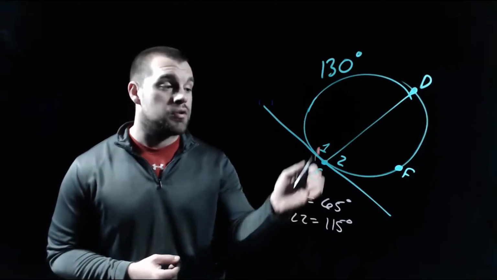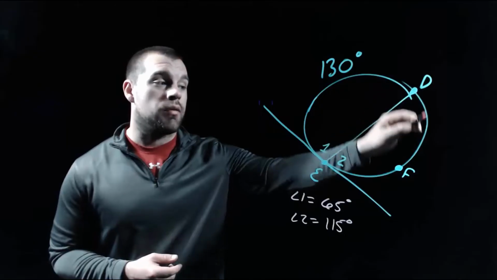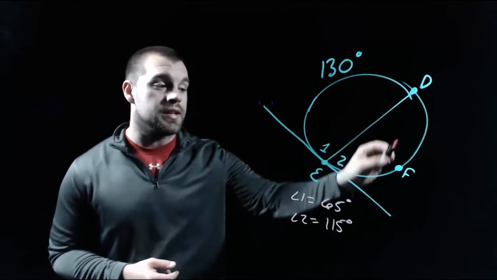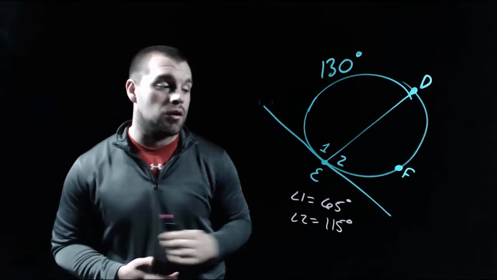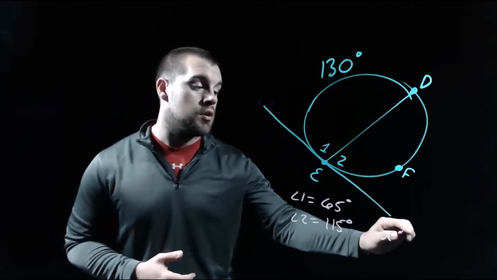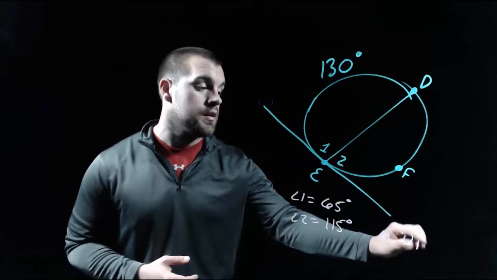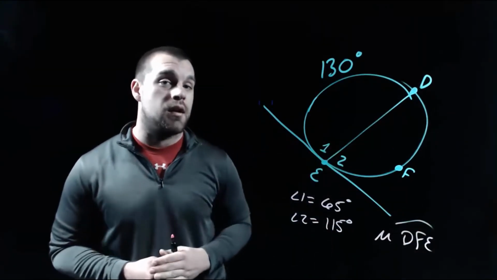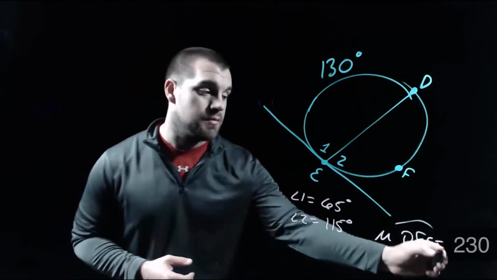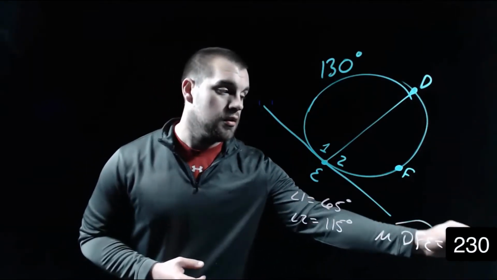And then if we have the measure of angle 2, then we can figure out the measure of the arc that runs from D to F to E. Again, because the measure of the angle is half the measure of the arc, if we wanted to find the measure of the arc that runs from D to F to E, I'm going to take the angle that intercepts that arc and double it. So this has to be a 230 degree arc.